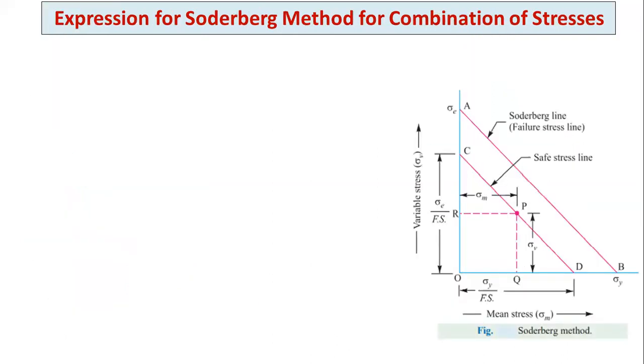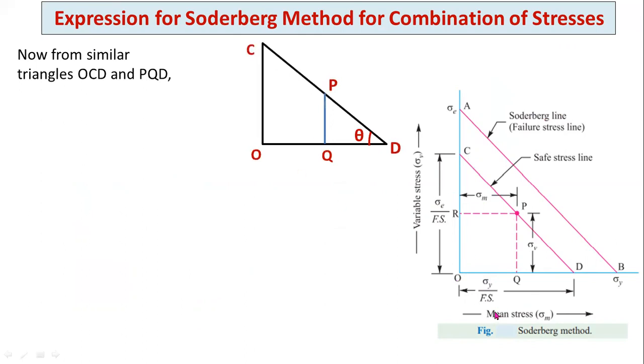Here also I am taking similar triangles, OCD and PQD. These two triangles are similar triangles. Here the value mainly depends upon yield stress. The main difference between Soderberg and Goodman's method is sigma Y. In Goodman's method, we consider ultimate stress, but in the Soderberg method, we consider yield stress. That is the main difference between those two methods.